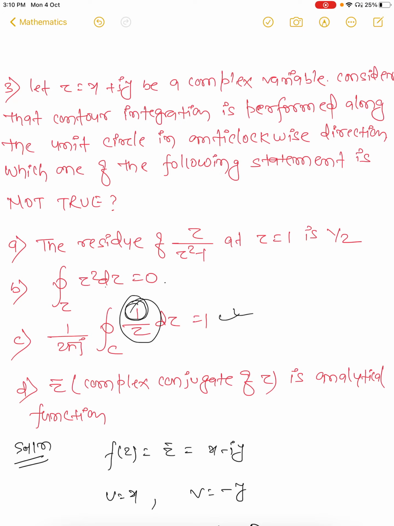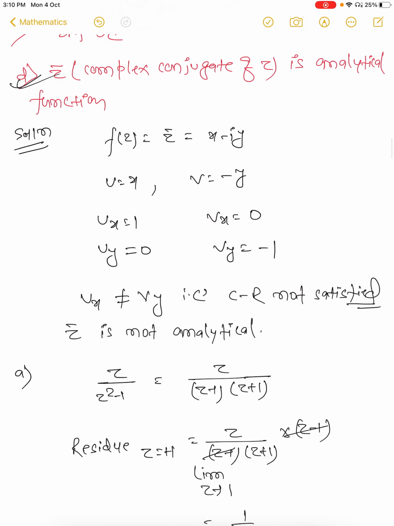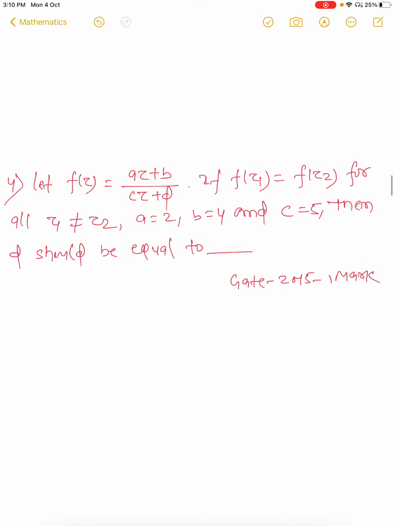So this option's statement is not true, and we have to find the one that is not true. This one is given as analytic, but it will not be analytic. Now coming to the next question.